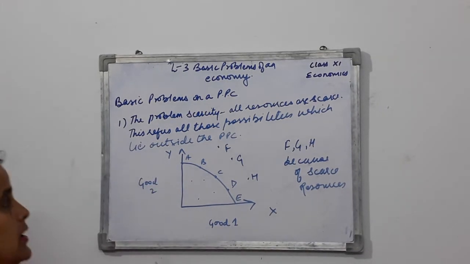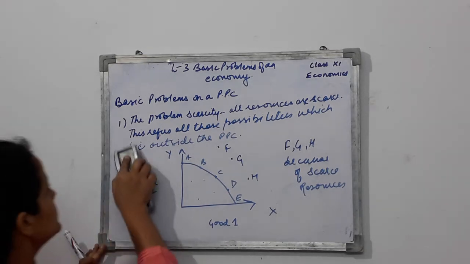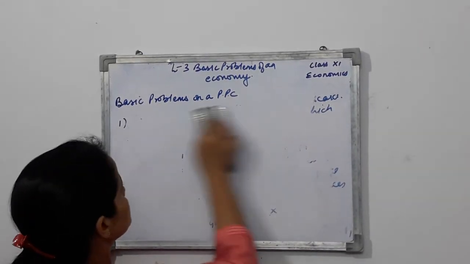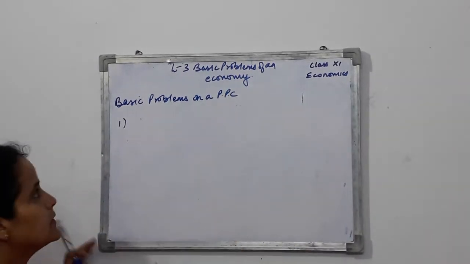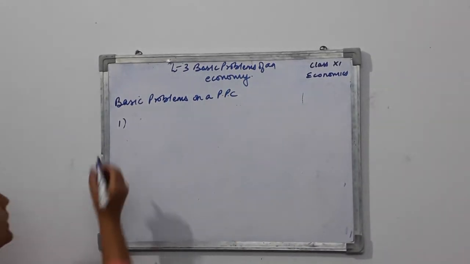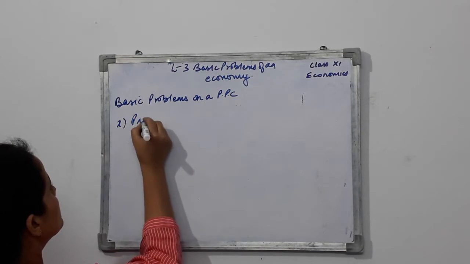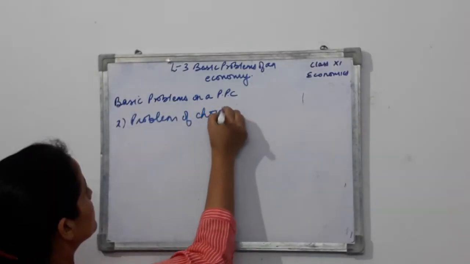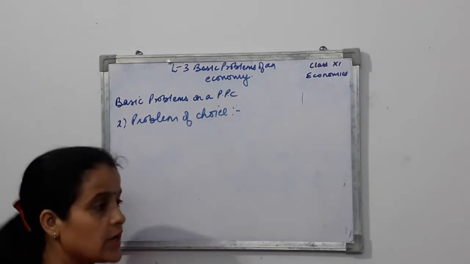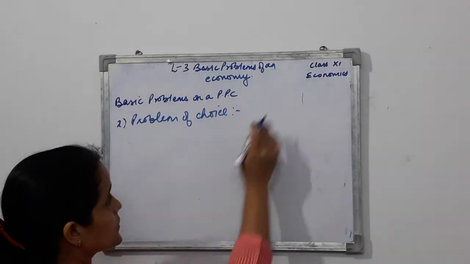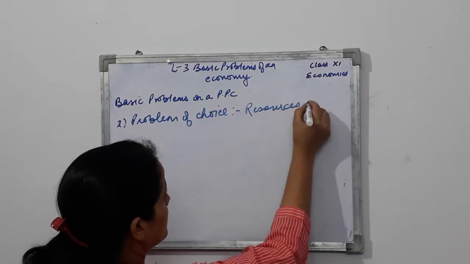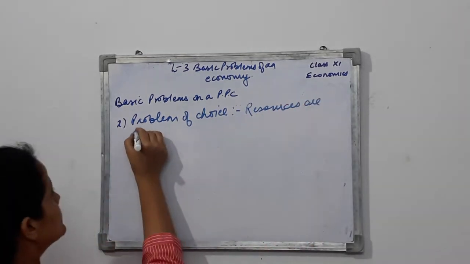Now another problem that we can show on a PPC is the problem of choice. The second problem that can be shown is the problem of choice. Now, as I told you, resources are scarce. I told you that resources are scarce.